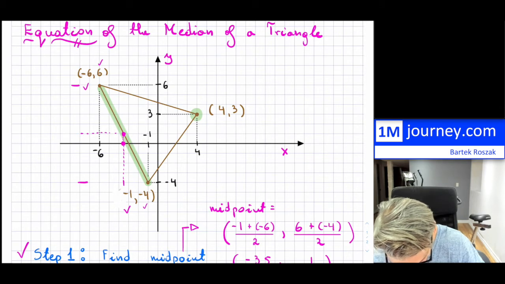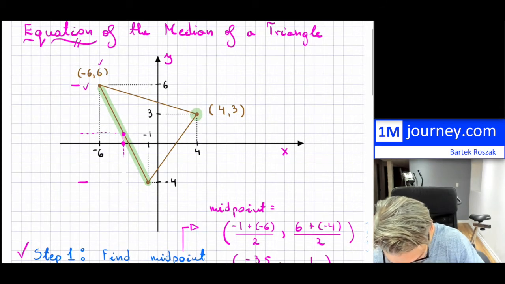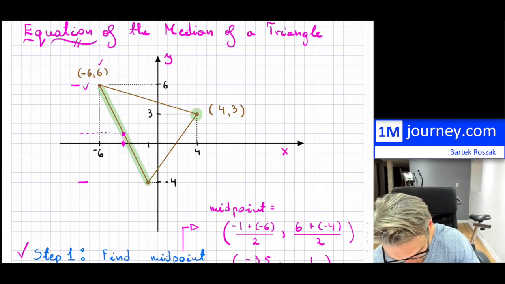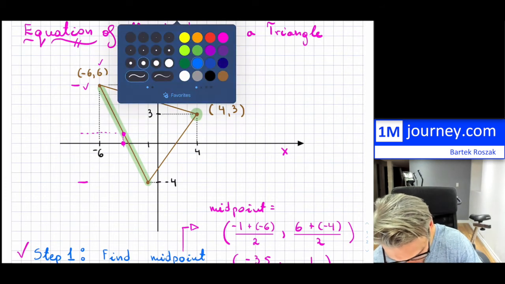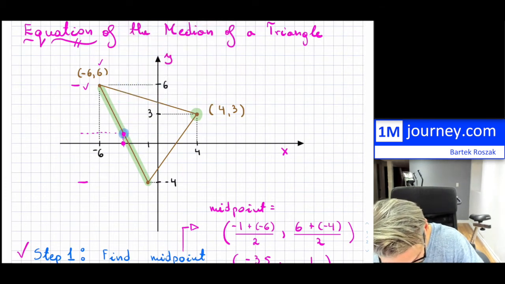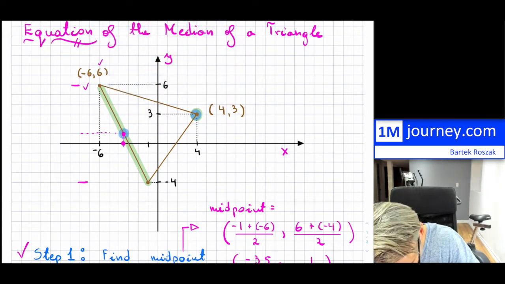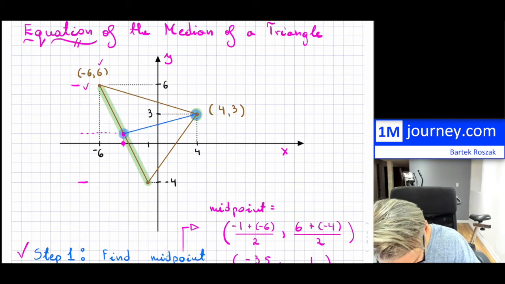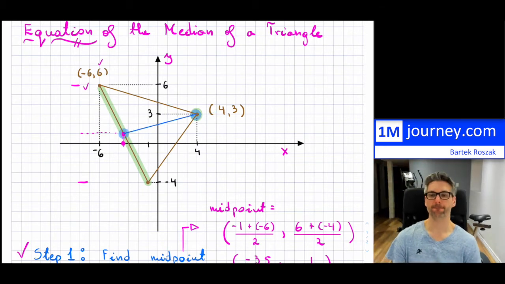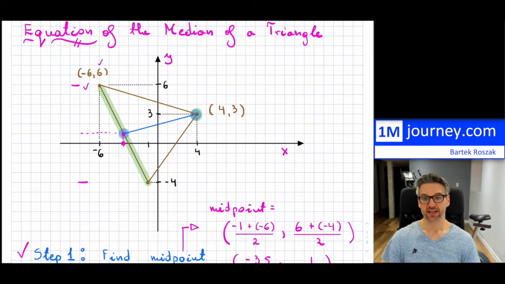All right, so I no longer need this particular point, so I'm going to erase that. Let me clean this up right here a little bit. And now what I'm going to be looking for is the line which goes through these 2 points. So that's what I'm going to be interested in. I need to know what the line is here, because that is the actual median, right? So it's from the vertex to the midpoint. Because I have the 2 points, I can easily now find the slope.